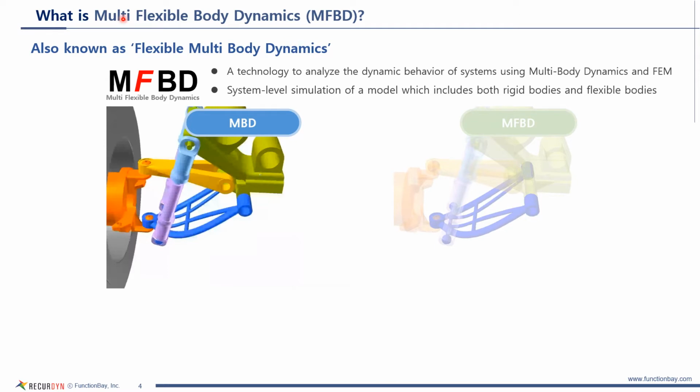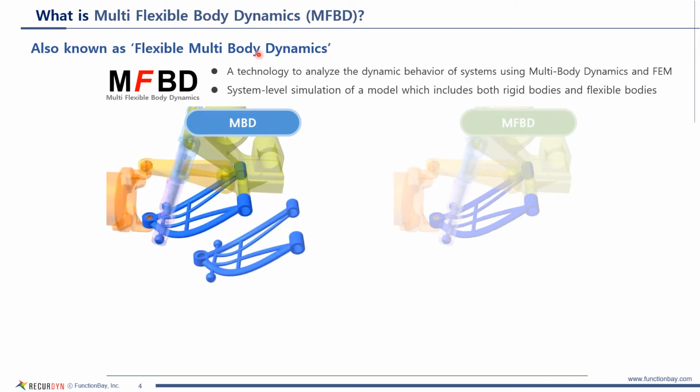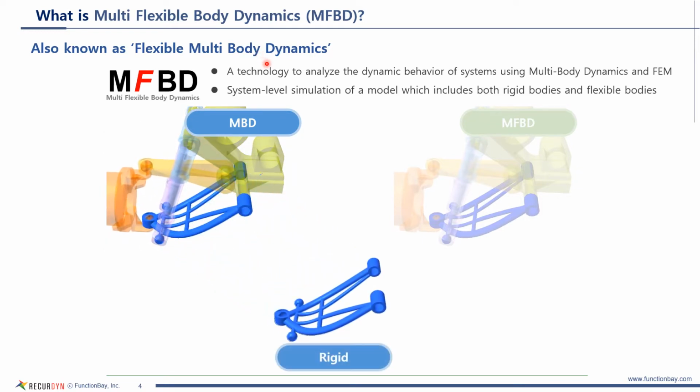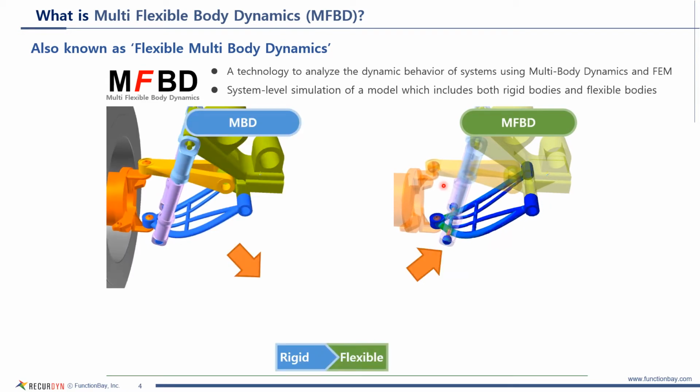MFBD is an abbreviation of multi-flexible body dynamics, or flexible multi-body dynamics. MFBD is a technology to analyze the dynamic behavior of a system, which includes both rigid bodies and flexible bodies using multi-body dynamics and finite element method. As you see, the entire system or only a specific body can be used as a flexible body. Therefore, it is possible to simulate the dynamic behavior of a system, including both rigid and flexible bodies efficiently.